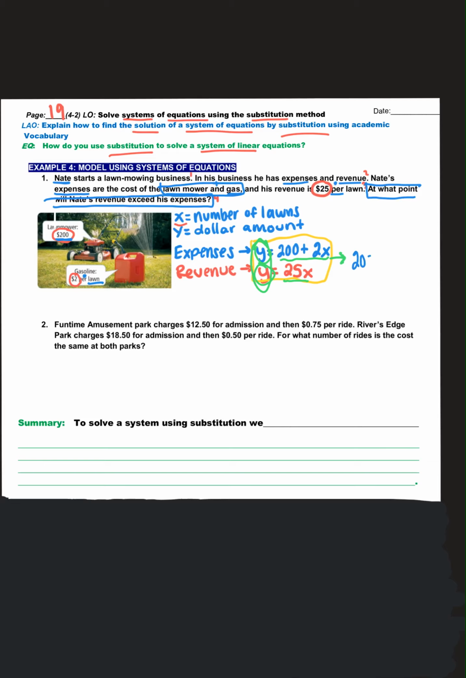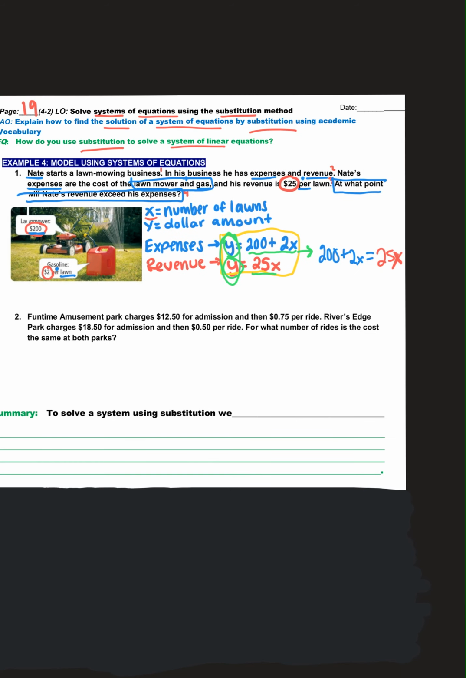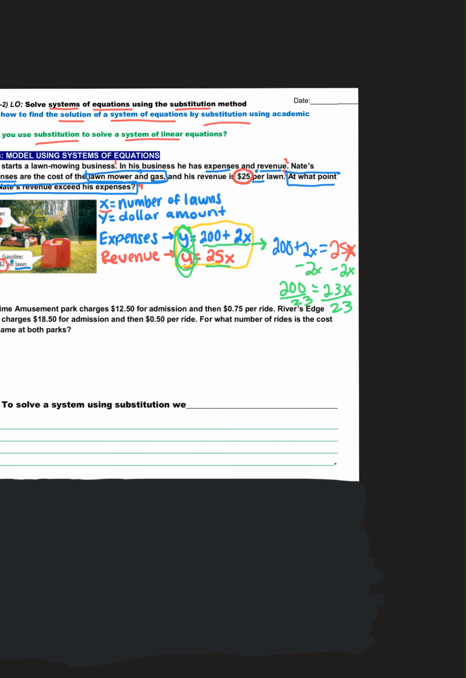So we're going to put 200 plus 2x equals 25x, because they're both equal to y. That means they can be equal to one another. Now I'm going to move my terms with the x's onto the opposite side. I'm going to subtract 2x from either side, and that gives me 200 equals 23x. Now let's divide by 23 on either side, and I get x equals about 8.7.